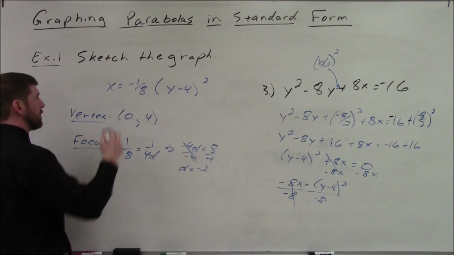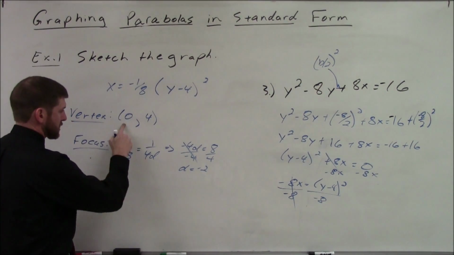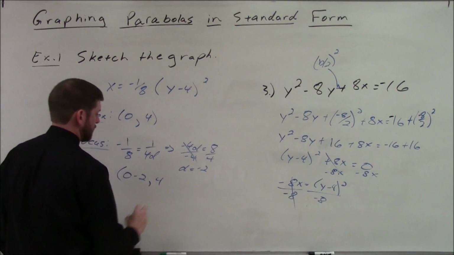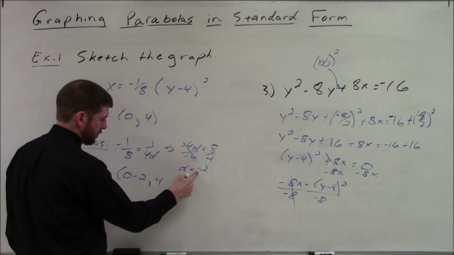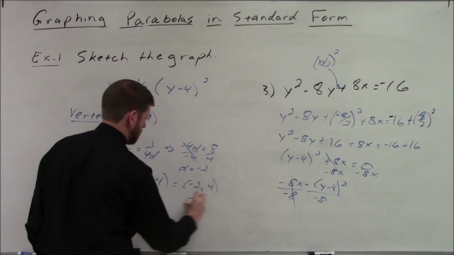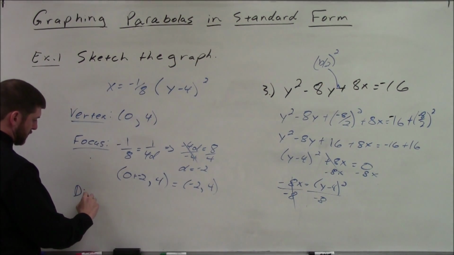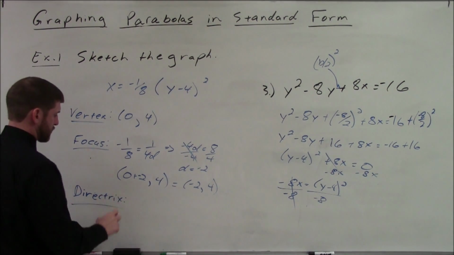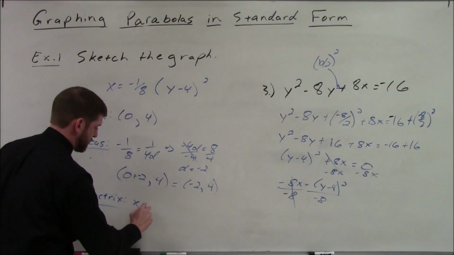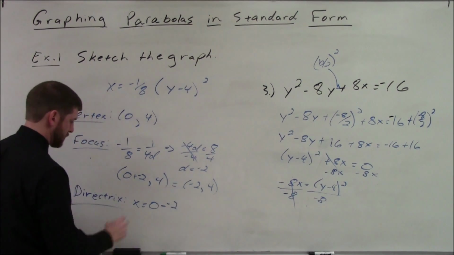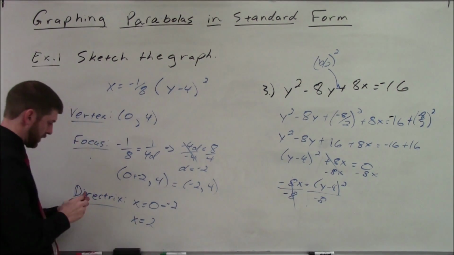So my focus, because x is linear, is going to work off of the x coordinate. So 0 plus -2 is going to give us -2, 4. For the directrix, we go in the opposite direction. So directrix, we're still at x equals, so it's x equals the x coordinate. And we're going to go minus -2, so x equals +2.